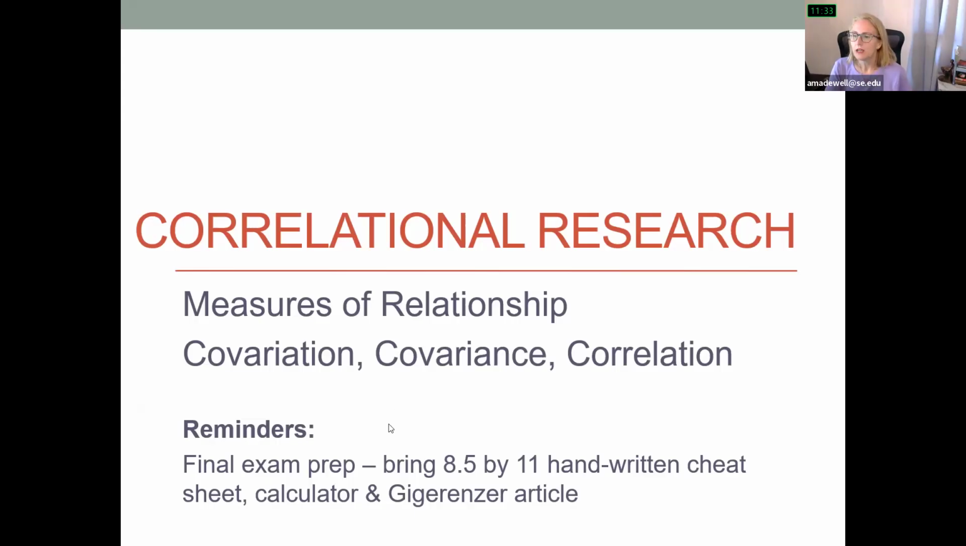As a note, also make sure you're preparing for the final, preparing your handwritten 8.5 by 11 cheat sheet. Okay, so be preparing.